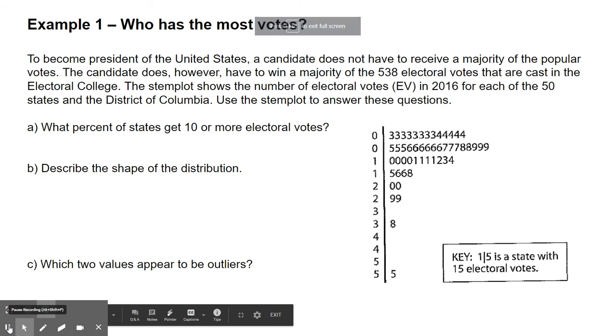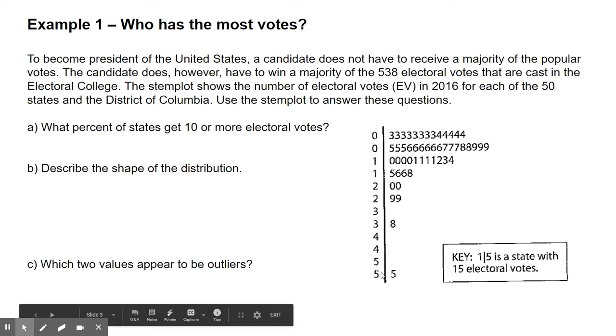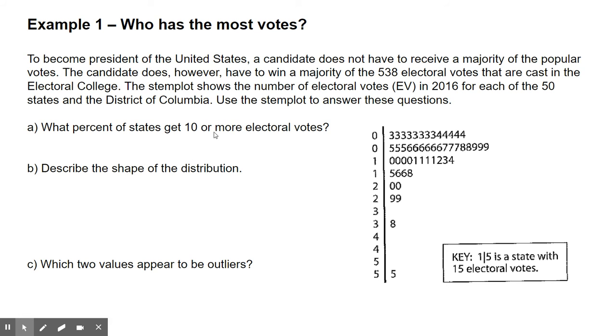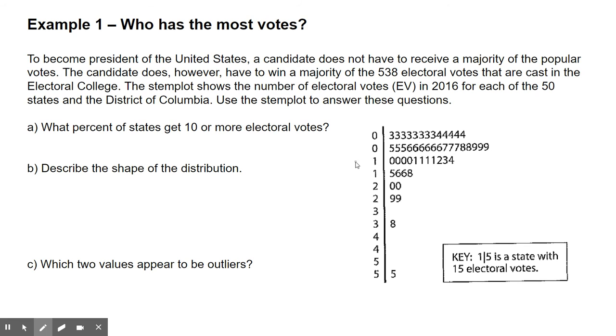There we go. Sorry, I fixed that. So use the stem plot to answer these questions. Notice here we have split stems, and again, look at your key. 1|5 is a state with 15 electoral votes. It says, what percent of states get 10 or more electoral votes? So we need to look at our stem plot. Where would 10 be? 10 would be right here, 1 and 0. So we want 10 or more. If I look here, there are 50 states and the District of Columbia, so there should be 51 numbers there.